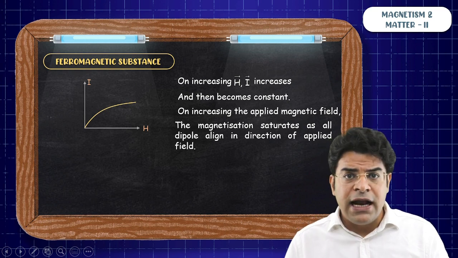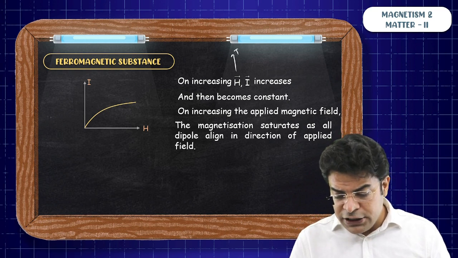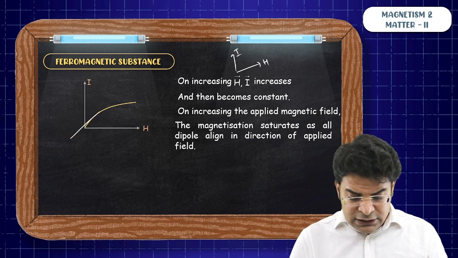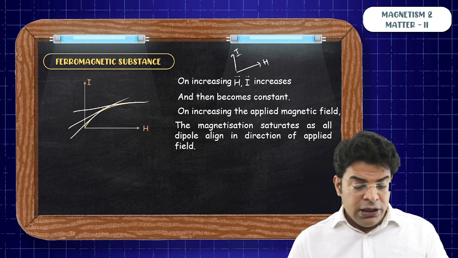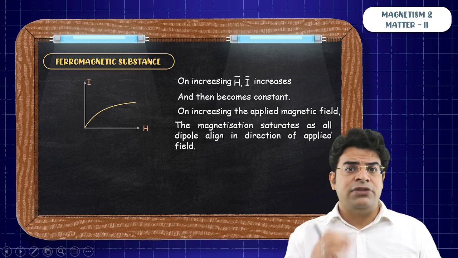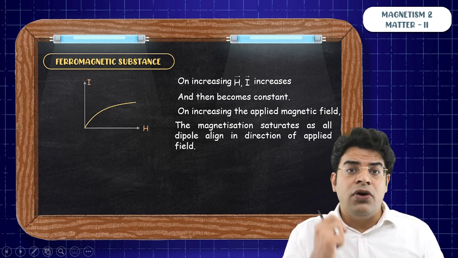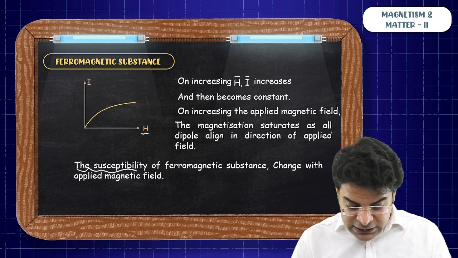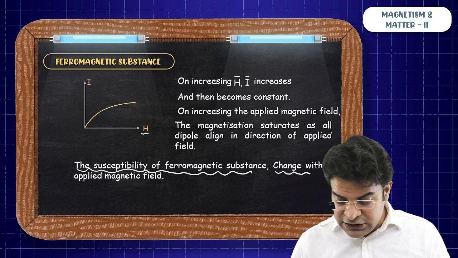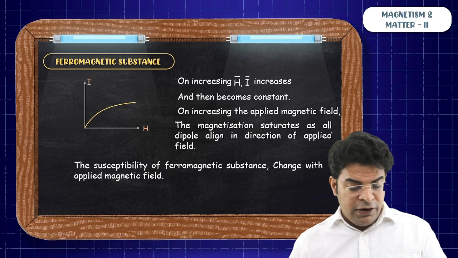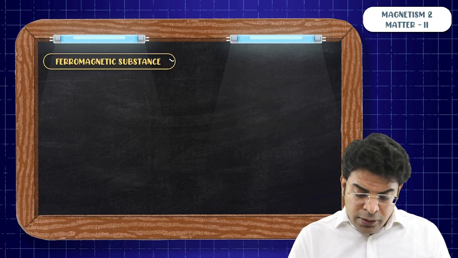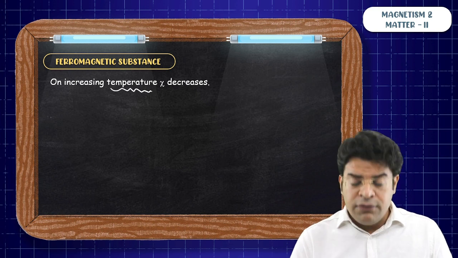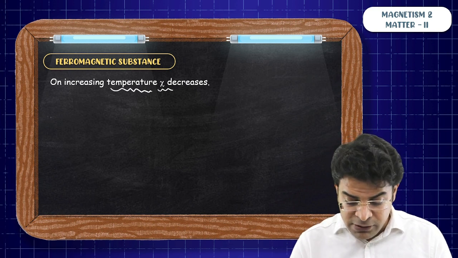We have learned that the slope of the I-H graph gives us the susceptibility. As here you can see, the slope keeps on changing. We say that for a ferromagnetic substance, the susceptibility keeps on changing with the magnetizing field intensity. So the susceptibility of a ferromagnetic substance changes with the applied magnetic field. Now, talking more about ferromagnetic substances: on increasing the temperature of a ferromagnetic substance, the susceptibility decreases.